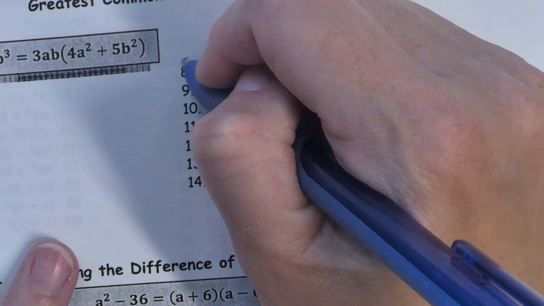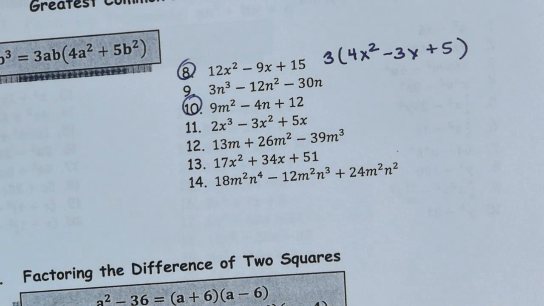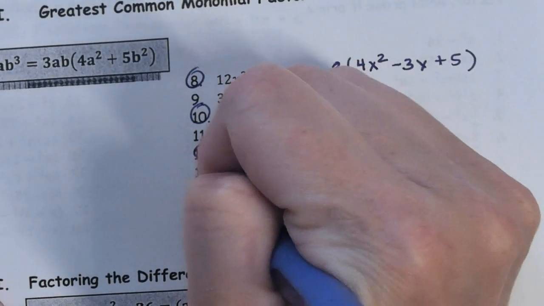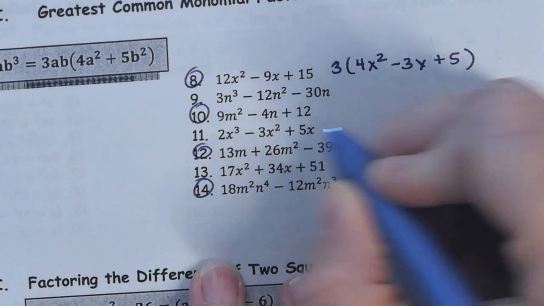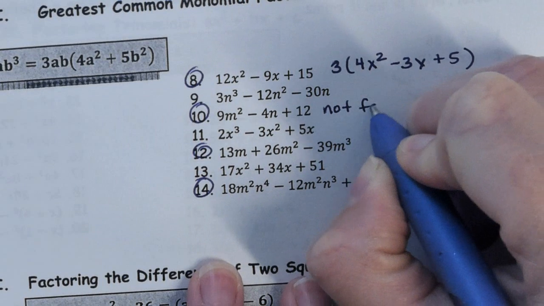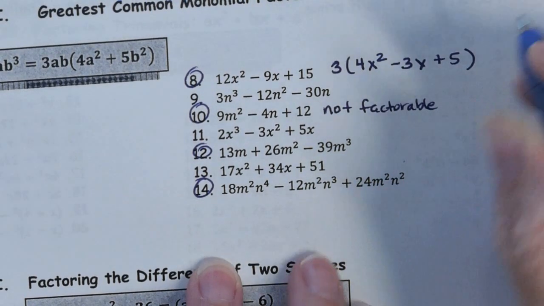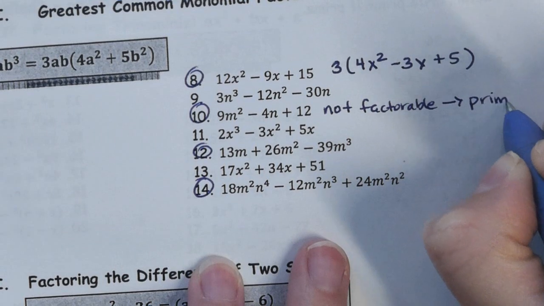Okay, and then the other one of the other ones we have to do, for this one you're doing the evens. Okay, so for number 10, is there a number that goes into 9, 4, and 12? Okay, so 3 goes into 9 and 12, but not into 4, so that wouldn't work. 4 goes into 4 and 12, but not into 9, so that wouldn't work. What about any variables? Nope. So in this case, this is not factorable. And we call that, it's a prime.